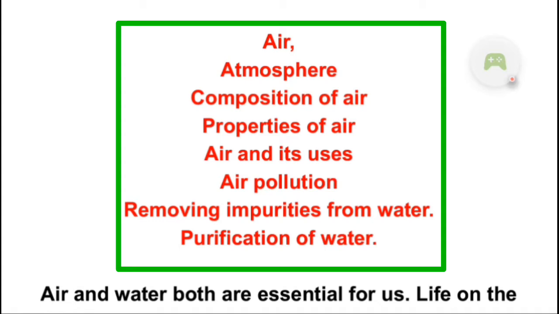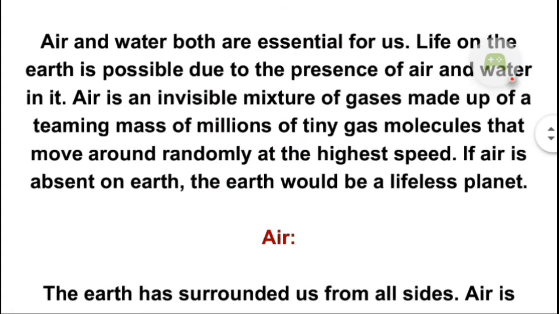Okay, students, now let's get into the concept. Students, I'll be reading the text displayed on the screen and I will explain it to you. Air and water both are essential for us. Yes, students, the essential things for life on the earth are air and water. Don't forget them. Life on the earth is possible due to the presence of air and water in it. Yes or no? Life is possible on earth because of what? Due to the presence of air on the earth.